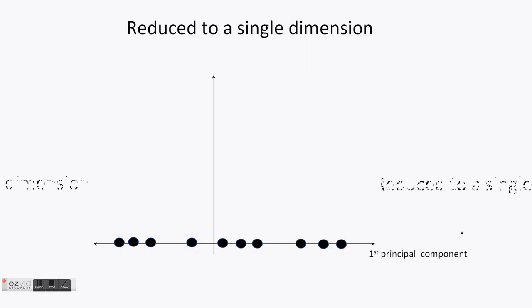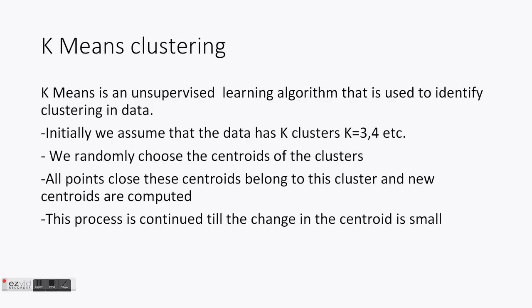Okay, now the last and final approach in unsupervised learning is k-means clustering. As I said, in unsupervised learning, we do not have labeled data. So can we identify patterns? Can we identify clusters in the data set? And the technique that is used is known as k-means clustering.